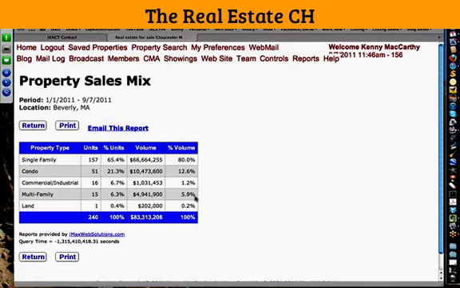So if you're thinking of going into the land business in Beverly, there was one piece of land sold in the last year. You're not gonna go very far selling land in Beverly. But if you want to stick with condos and single families, that's great. If you want to specialize in condos, whatever, you can. That's the property sales mix. Okay.